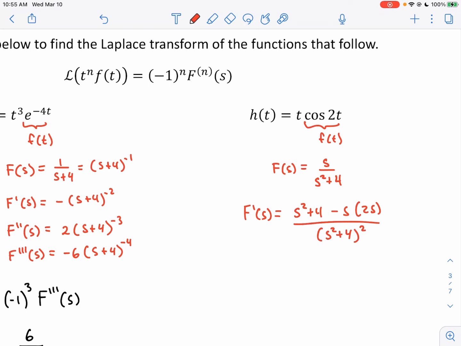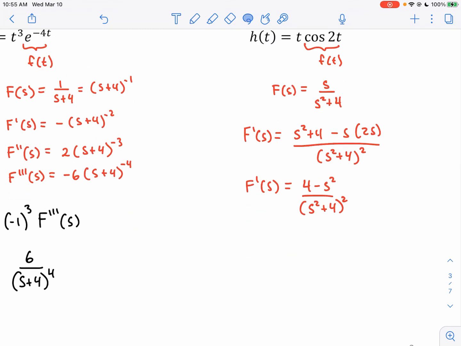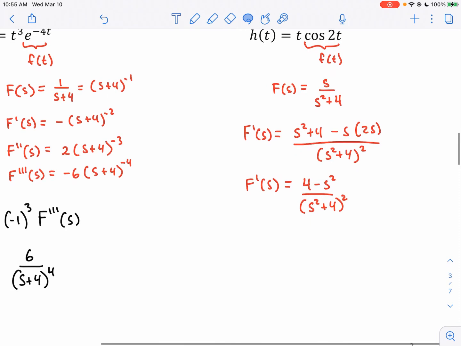And then we can simplify this. So F prime of s, we're going to have s squared minus 2s squared, so that's going to be minus s squared. So I'm going to put 4 minus s squared in the top, all over s squared plus 4 quantity squared. And we'll stop simplifying right there. We could certainly factor this top and say 2 minus s times 2 plus s, but I don't see any need. Nothing's going to cancel. So we'll stop there.